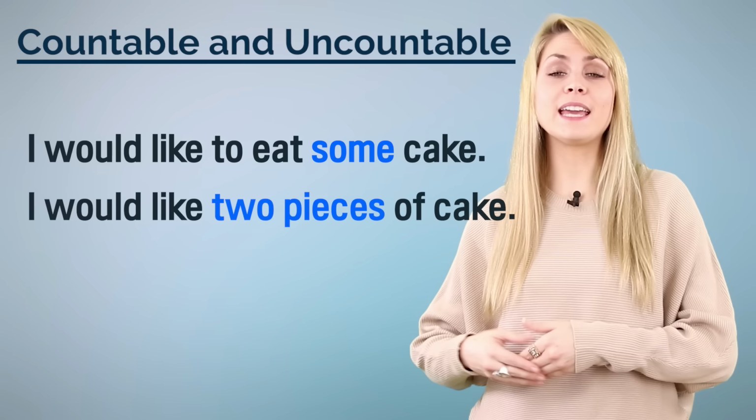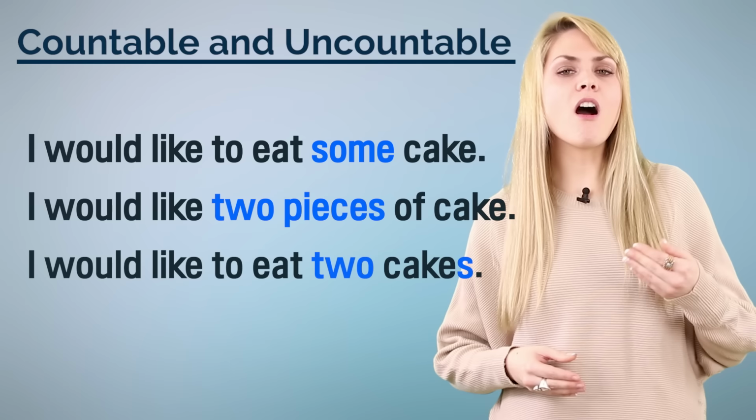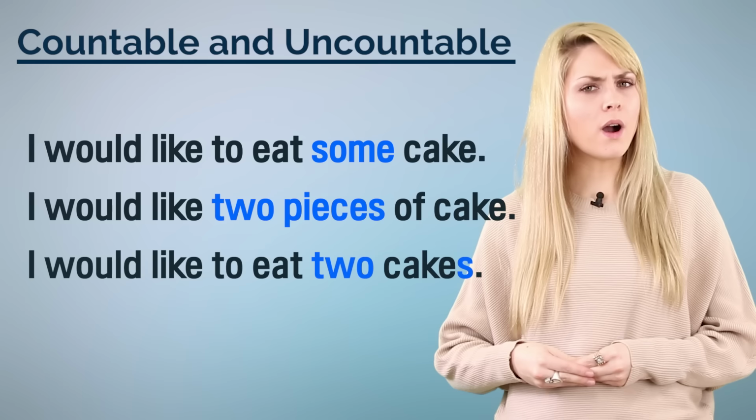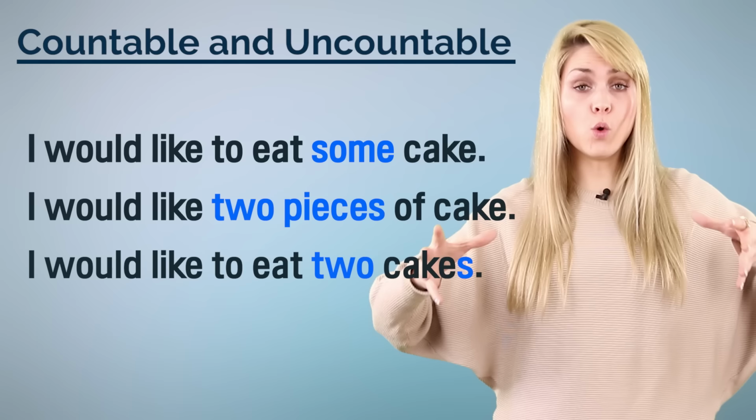So in these 2 sentences, cake is obviously an uncountable noun. But if I say I would like to eat 2 cakes, suddenly it becomes a countable noun. Why? Because in the first 2 sentences, we are talking about pieces of 1 cake. In the last sentence, we are considering the whole cake, so it becomes countable.